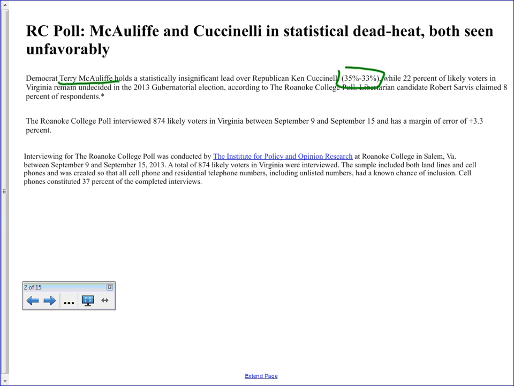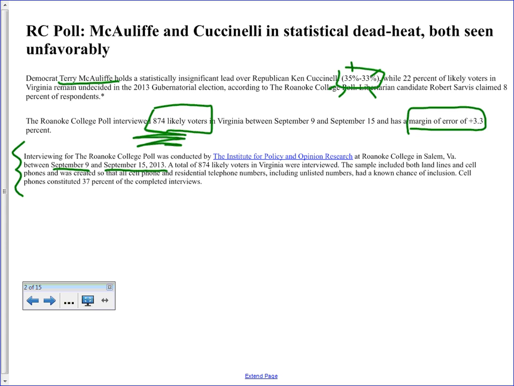But what's interesting is they said that this is a dead heat. And you would say, well, 35 over 32. But they talk about how they had a margin of error of 3 percentage points, and that they got that because they called 874 likely voters. And down here it goes into more detail of how they conducted the poll. Between September 9th and September 15th, 2013, they called 874 people.